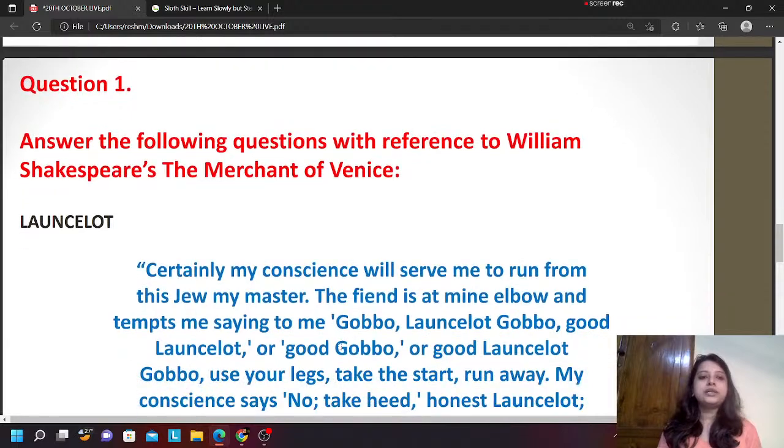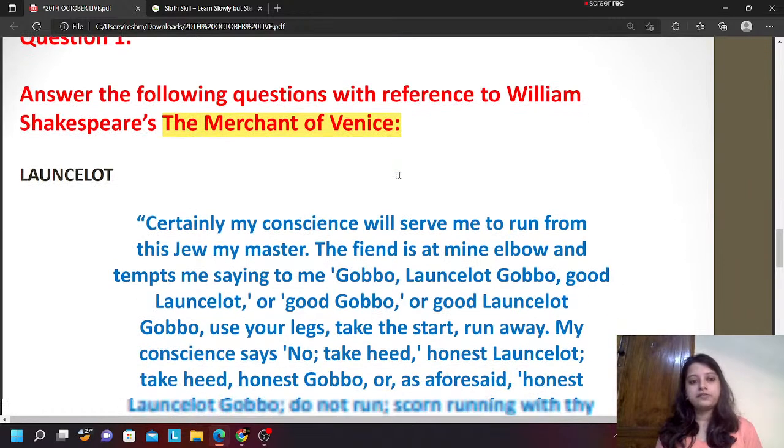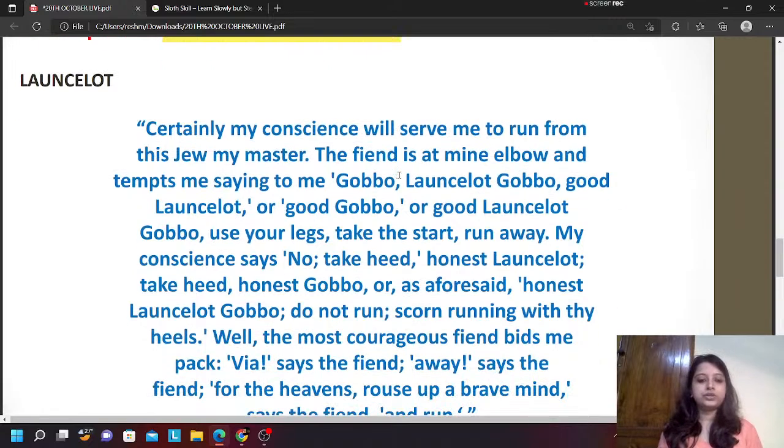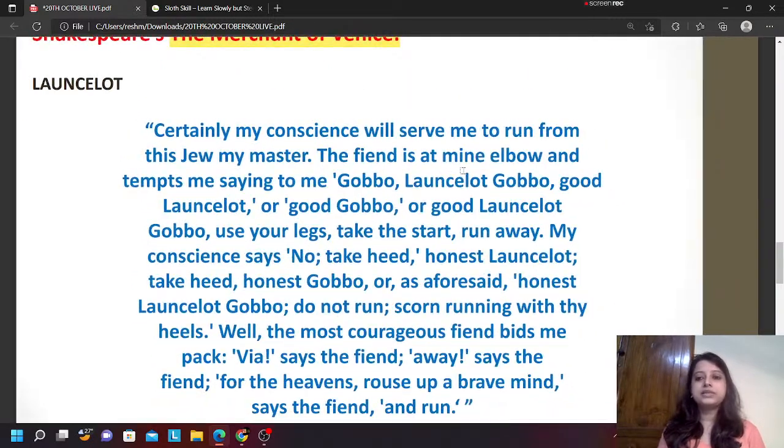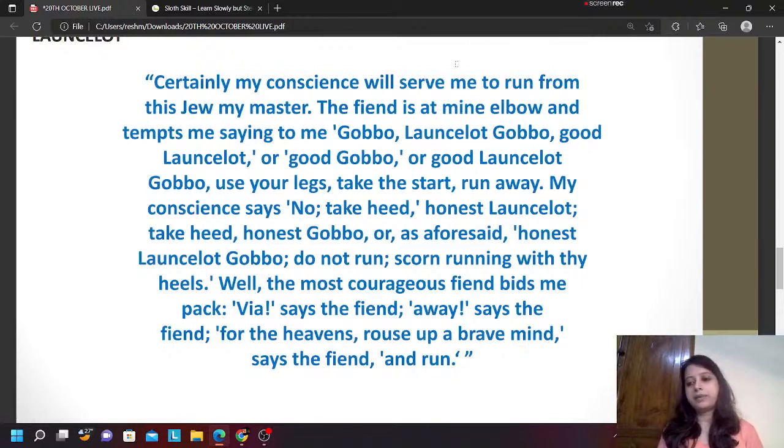Okay. Question number 1 now again, which is from Merchant of Venice. Our next part is to answer the following questions with reference to William Shakespeare's Merchant of Venice. First we will read the extract. Lancelot is saying, "Certainly my conscience will serve me to run from this Jew my master." So, of course, my conscience will tell me that I should run from my master, Shylock.